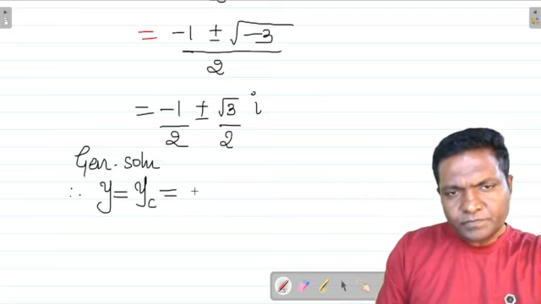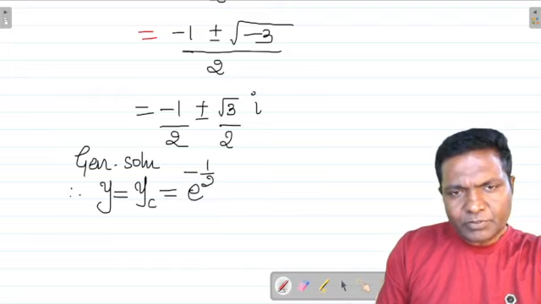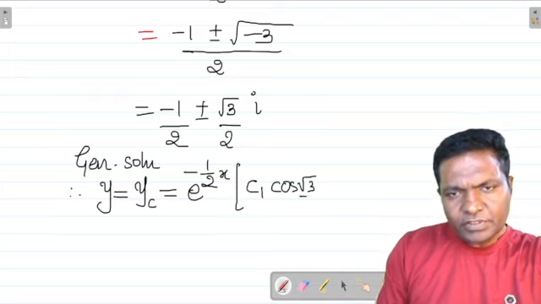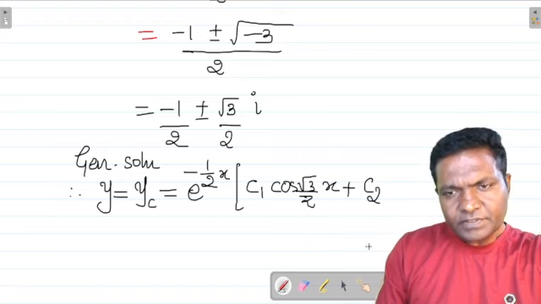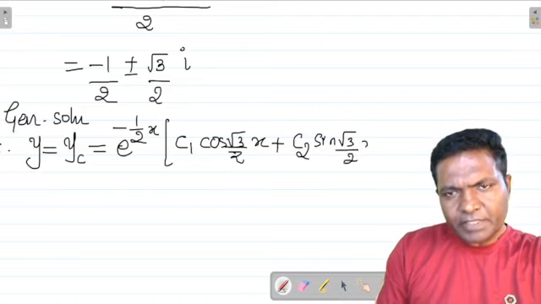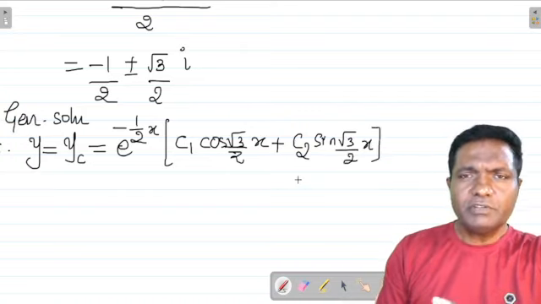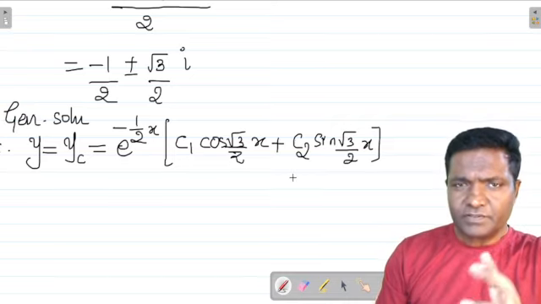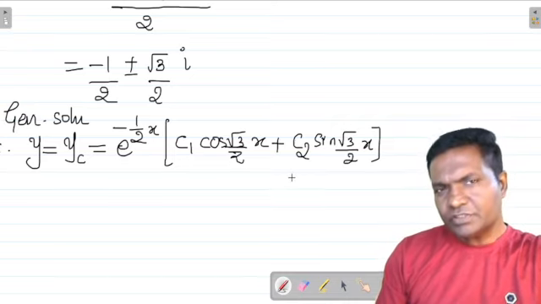So that gives you e power alpha x. Alpha means minus 1 by 2x into c1 cos root 3 by 2x plus c2 sine root 3 by 2x. So this is how you can write the complementary function from known roots.